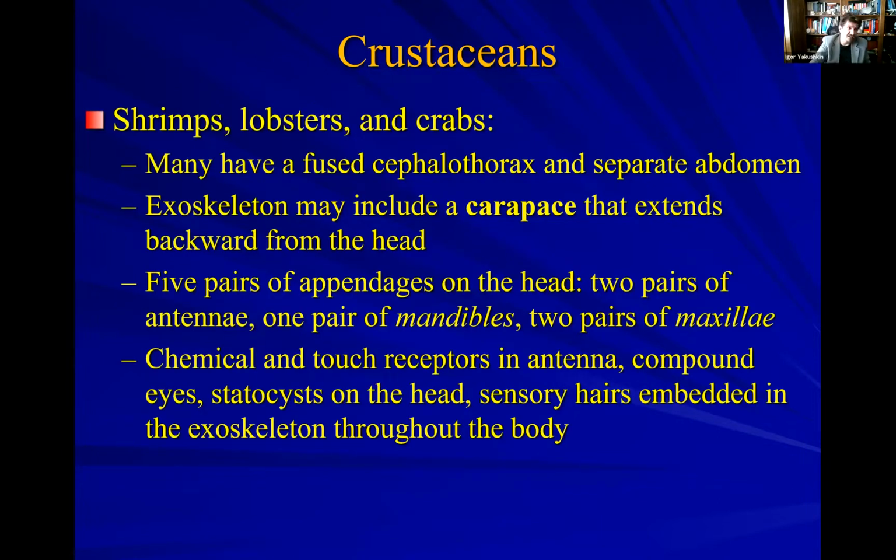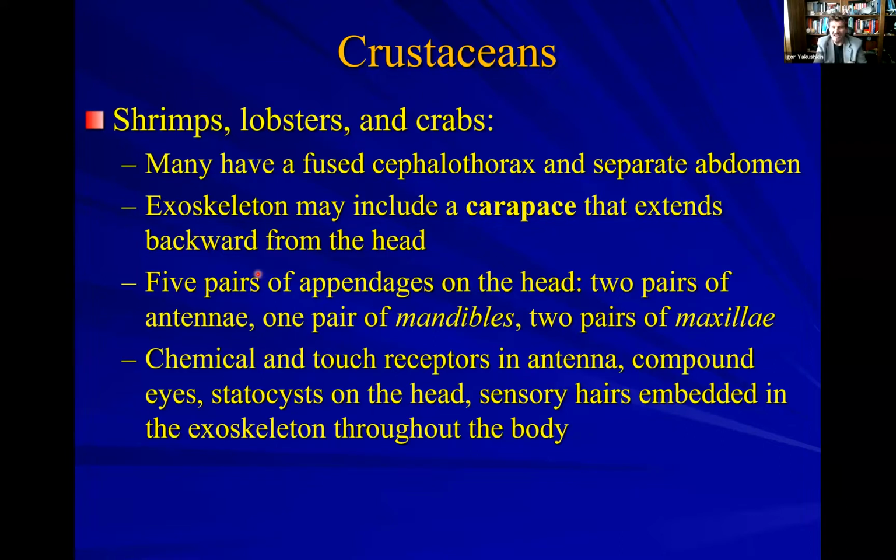So we'll be done with the protostomes. Crustaceans, again, seafood, if you really like it: shrimp, lobster, crabs, crawfish, all of those. Fused cephalothorax, separate abdomen, exoskeleton, referred to as the carapace. We'll talk about that a little bit during the lab. And now they have 5 pairs of appendages. Remember, the trilobites had a lot of appendages. Millipedes, centipedes, a lot of appendages. Arachnids, specifically spiders, 4 pairs of appendages. Crustaceans mostly have 5 pairs of appendages, so 10 legs.